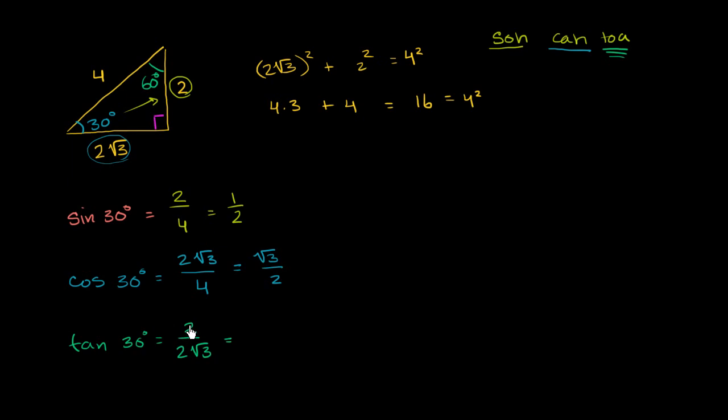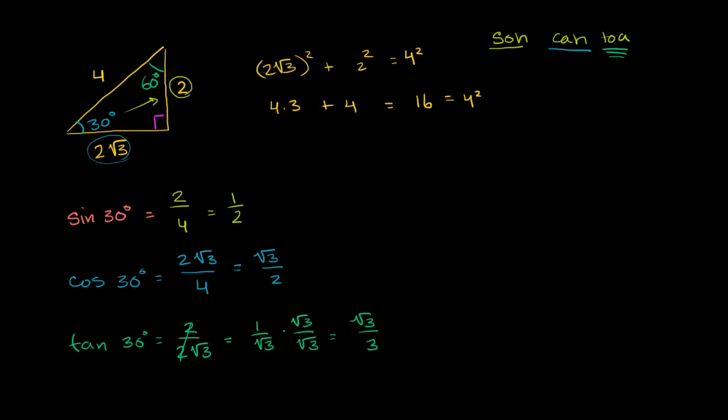So this is equal to, the 2's cancel out, 1 over the square root of 3. Or we can multiply the numerator and the denominator by the square root of 3. So we have square root of 3 over square root of 3. And so the numerator is square root of 3, and the denominator right over here is just going to be 3. So we've rationalized it. Square root of 3 over 3. Fair enough.